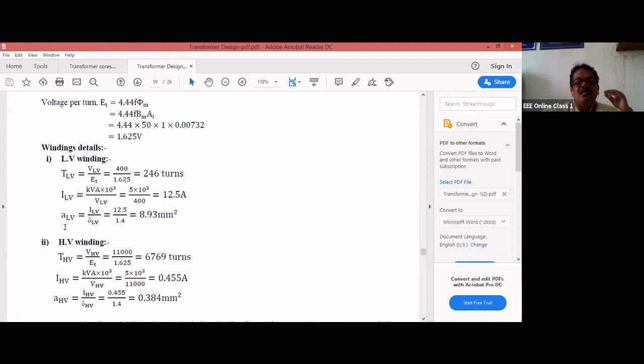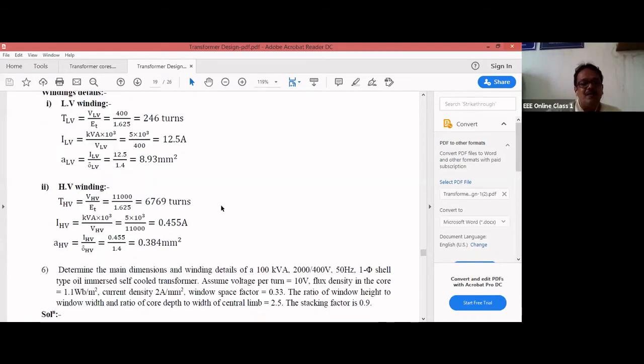And calculate the area of cross section of LV winding, or secondary winding. ILV by delta LV, nothing but current density. Current density is given 1.4 ampere per mm square. Keep it in mm square only. So 12.5 divided by 1.4 ampere per mm square. So ampere gets cancelled. So what you get? 8.93 mm square. This is regarding winding details of LV winding.